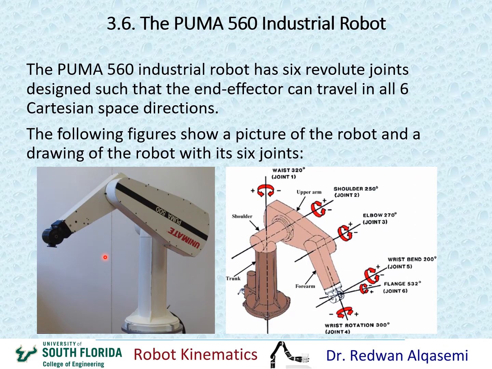And then we can see this drawing here that shows all 6 joints and the axes for these joints and the limits for all these joints. Okay, so this is a very famous robot that has been used a while. And we have it also in the lab. You are welcome to come and take a look at it.